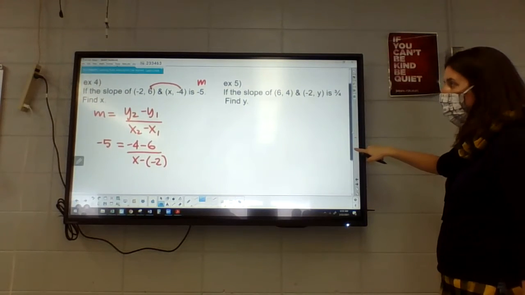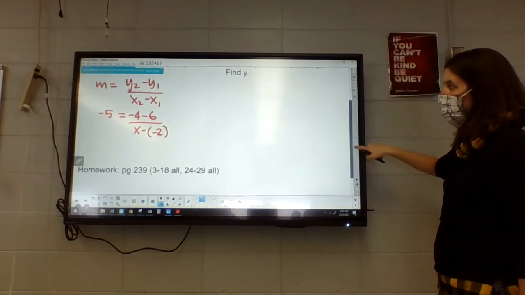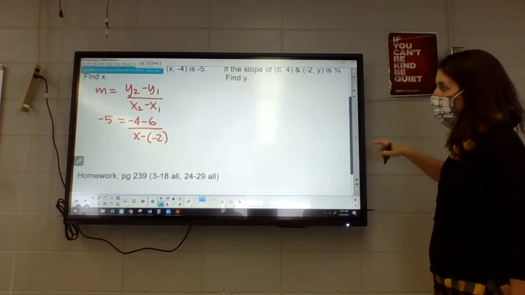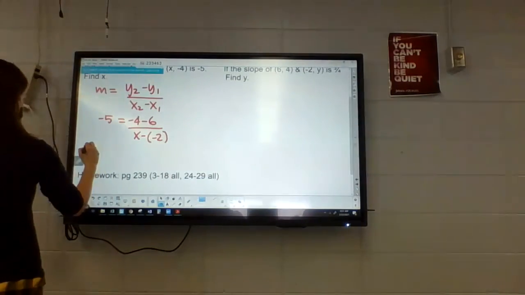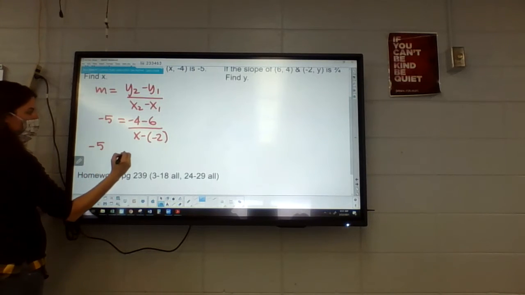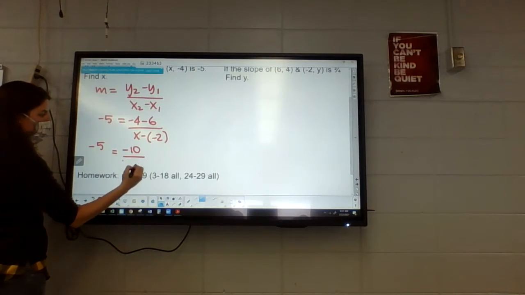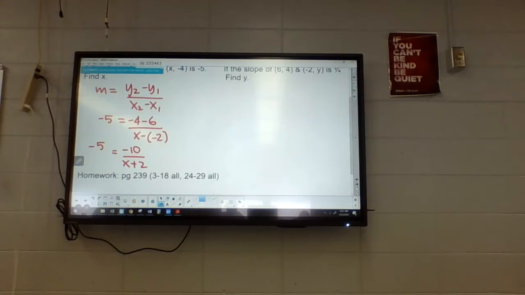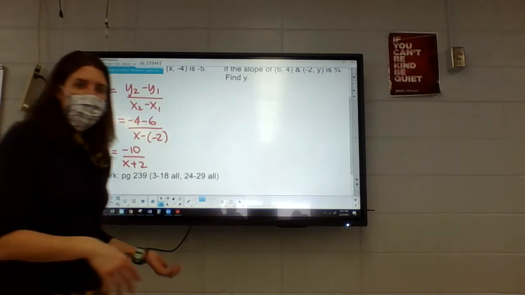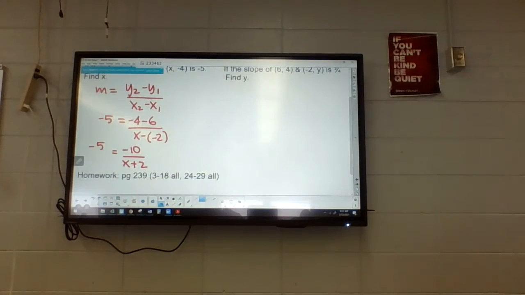So I'm kind of going to rewrite what I have here. So I have -5 equals -10 over x plus 2. Any thoughts on how to figure out what x is? I think you just guessed and checked, right? Like, to figure out what value worked. So that works, yeah. So kind of looking at this and saying, I can tell what x is going to be just by knowing these values.